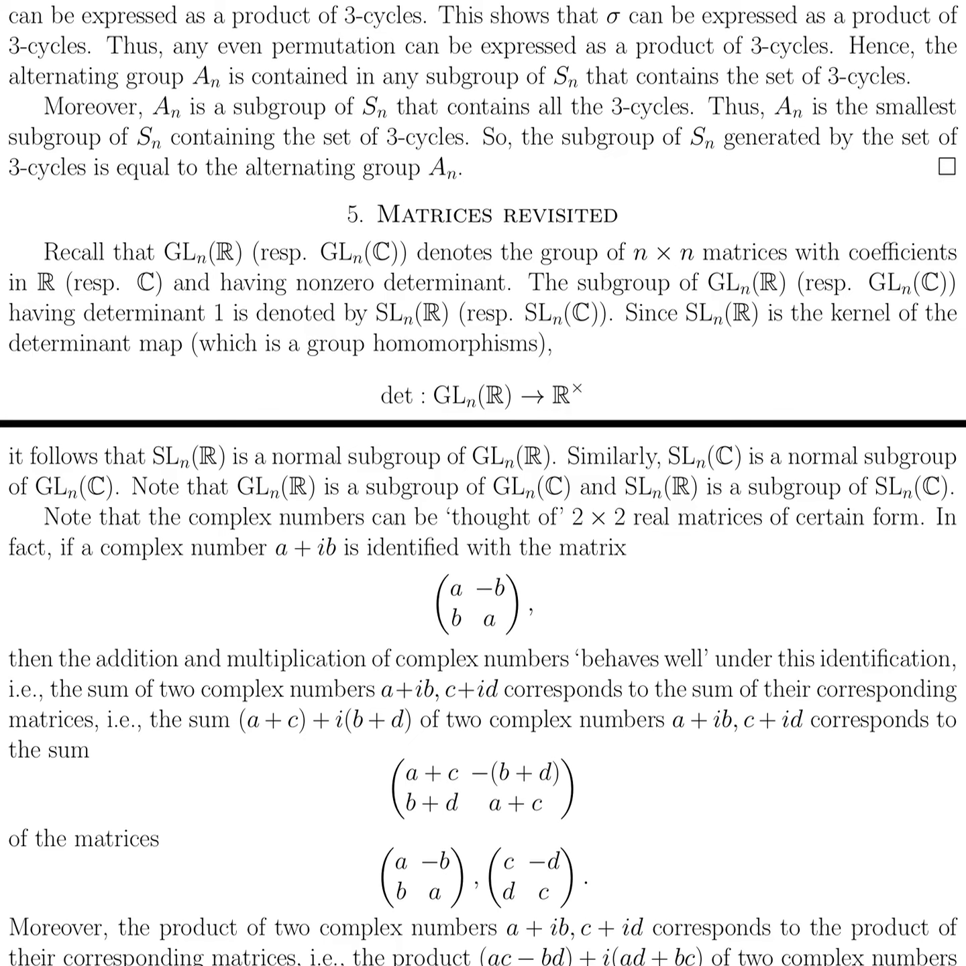So recall that GLnR is the group formed by the n by n matrices with coefficients in R and having non-zero determinant. It is a group consisting of n by n invertible matrices with coefficients in R. And you know that this GLnR has a subgroup, namely SLnR, which is normal and so on, and is the kernel of the determinant map.